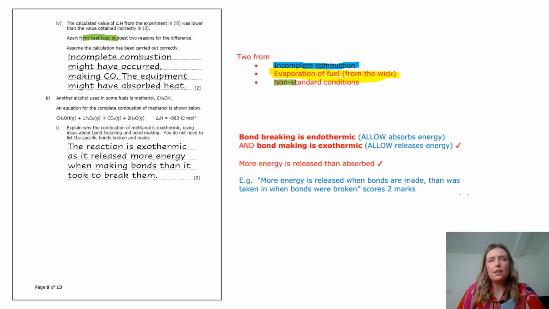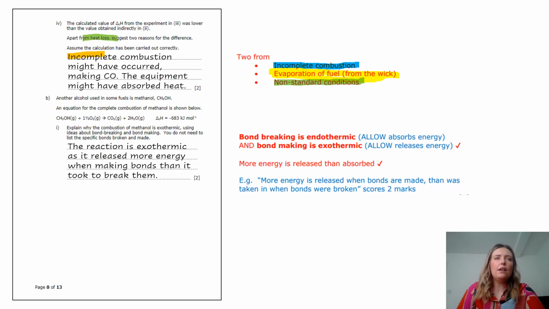And you could also say the experiment was not carried out under standard conditions. This is more suspecting rather than knowing, because it didn't tell you the experiment was being carried out under non-standard conditions, but if it's in a classroom, it's quite unlikely to be perfect. It certainly seems like the starting temperature is a little bit low for standard conditions. So you could say non-standard conditions.